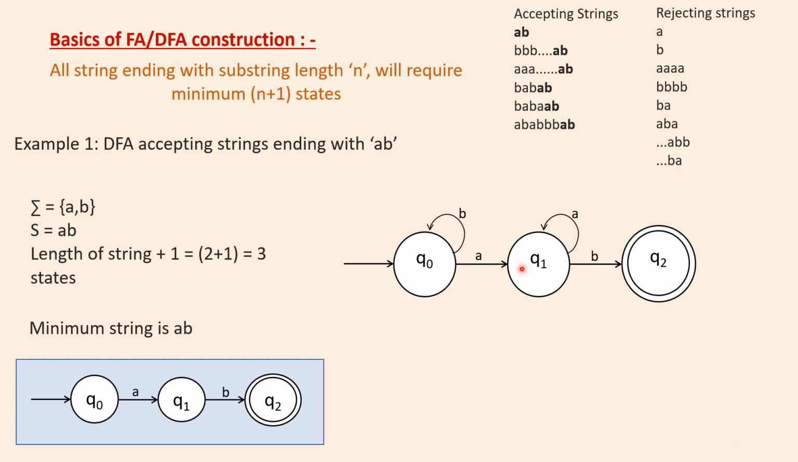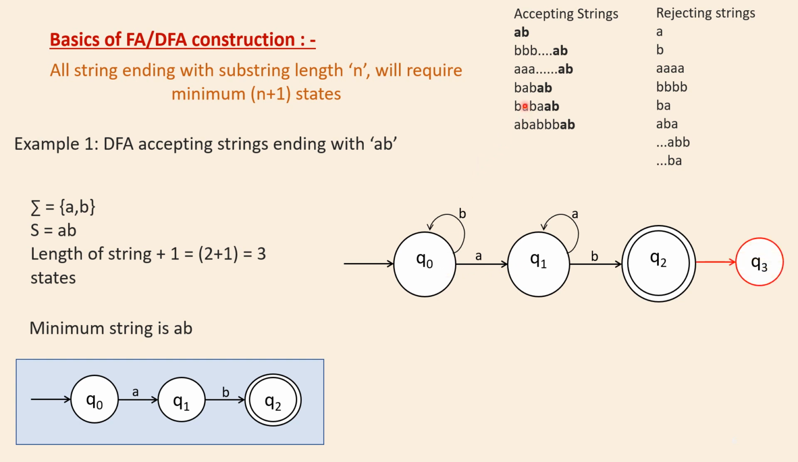Why do we call this a DFA? Because at one instance of time for one input, it can move to only one state. So if I have A here and A here, at that moment of time, it is going into two transition states, which is not possible in a DFA.